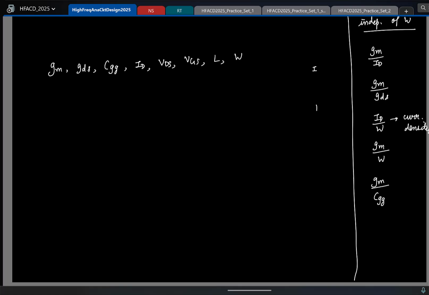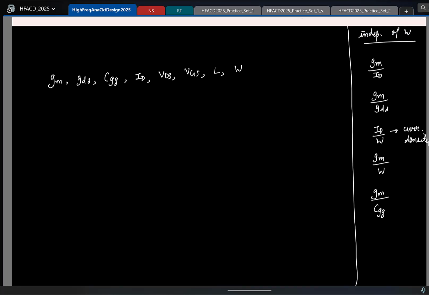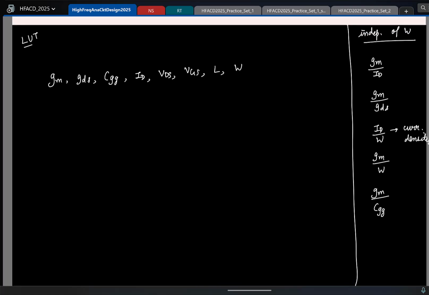Okay, so now let us say you go and make a huge database or a lookup table which says, for each possible value of width, for each possible value of L, for each possible operating point, you note down what are these values. Let's say you note down GM, GDS, CGG, ID. So now we have established a huge database which says, for all possible dimensions and all possible operating point conditions, what would be the parameters I have.